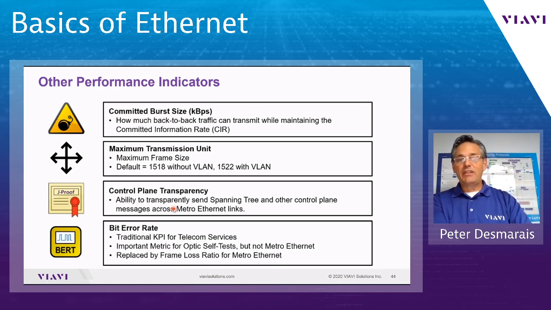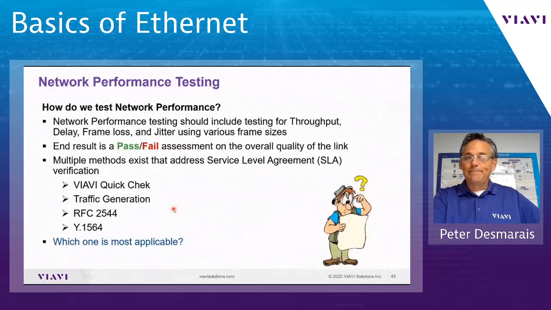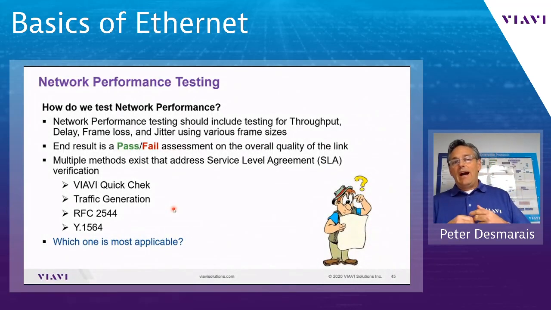Control plane transparency, Dave's going to do an actual, we call it J-proof. Dave's going to do a quick demo on that in just a bit. And then bit error rate testing. We've talked about that a couple of times too. So those are other key performance indicators that you can look at in addition to throughput, latency, and frame delay. So how do we test these key performance indicators?